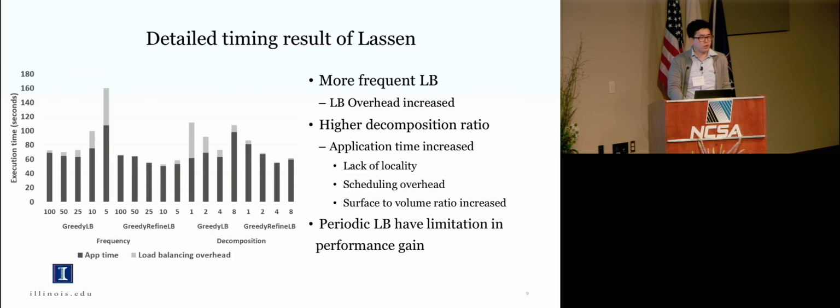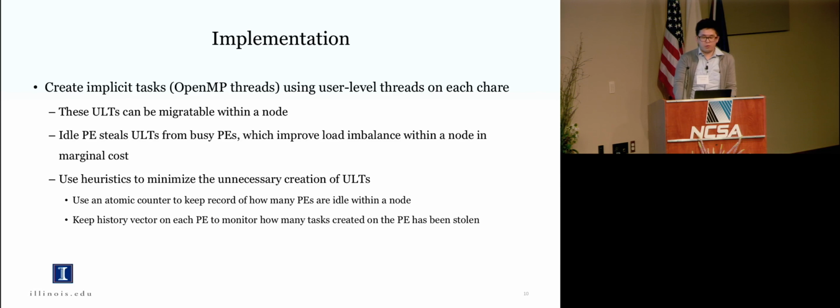So we use OpenMP and create an implicit task on top of Charm++. So we use user level threads. These threads can be migratable within a node on Charm++ objects, here chares. Because these user level threads can be migratable, all idle PEs on the Charm++ runtime can steal these ULTs from busy PEs, which results in automatic load balancing at marginal cost.